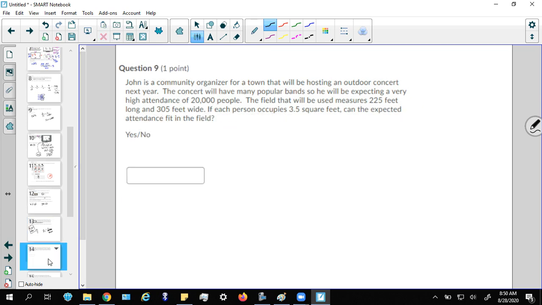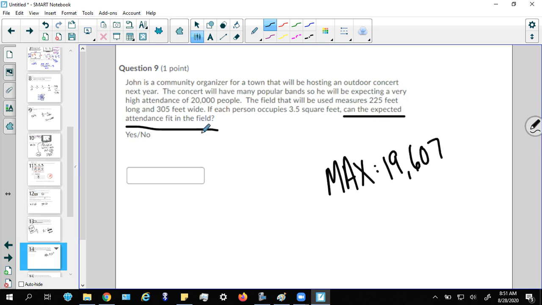Now the next question says, can the expected attendance fit in the field? We just figured out from the last question that the field has a max of 19,607. We need to fit 20,000 people into this field. But the problem is the max is 19,607, so anything more than that is a no. So can we fit 20,000 people in a space that has a max of 19,607? The answer is no. We cannot.